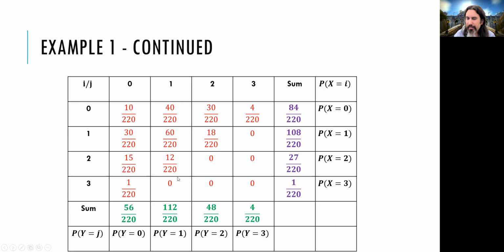This is the probability, and so on. In this table, each row corresponds to a value of x. So this is x is 0, this is x is 1, this is x is 2, and this is x is 3.